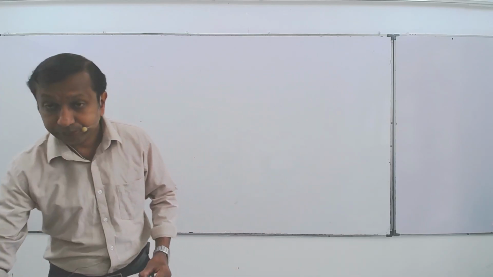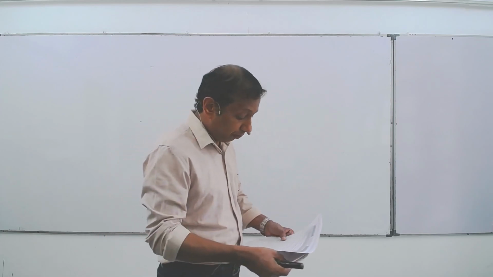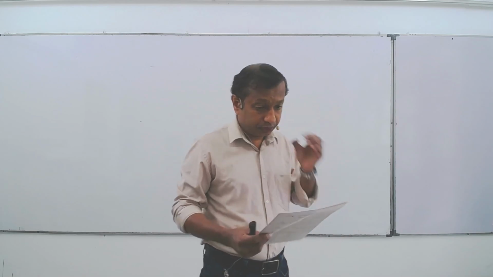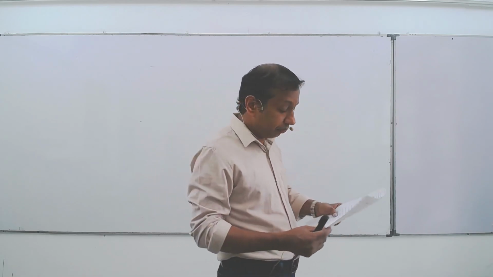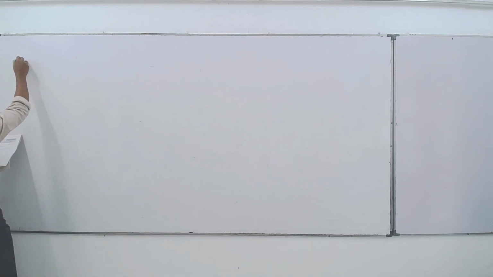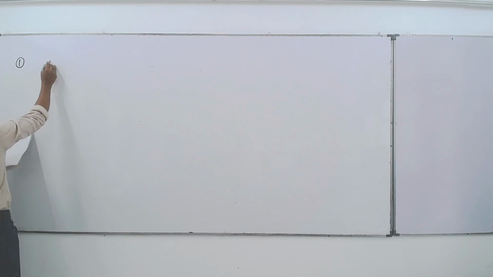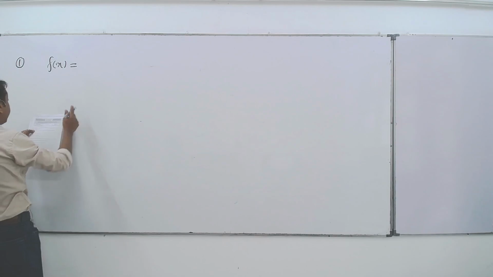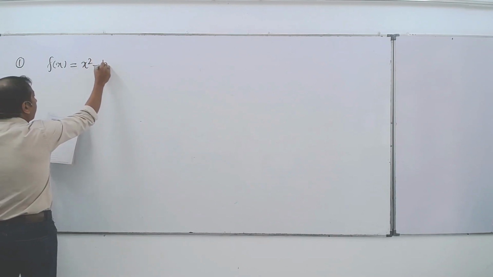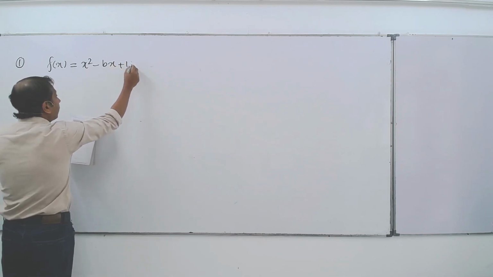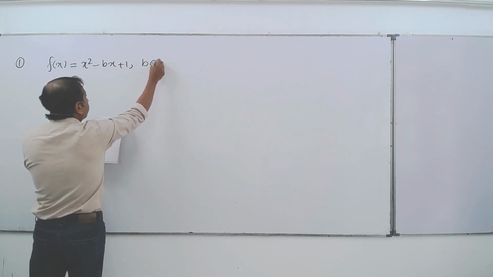Right. Weekly paper number 13. Question number 1. Given that f(x) is equal to x squared minus bx plus 1. Here b is a real number.